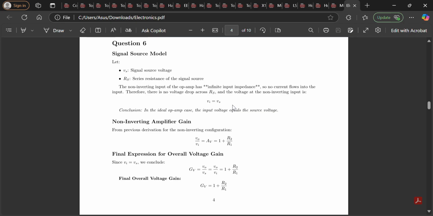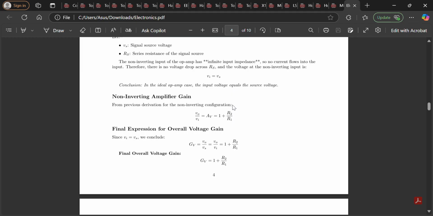Signal source model. The non-inverting input of the amplifier has infinite input impedance, so no current flows into the input, therefore there is no voltage drop across Rs, and the voltage at the non-inverting input, the input voltage, equals voltage Vs. In the ideal case, the input voltage equals the source voltage. That's the conclusion.